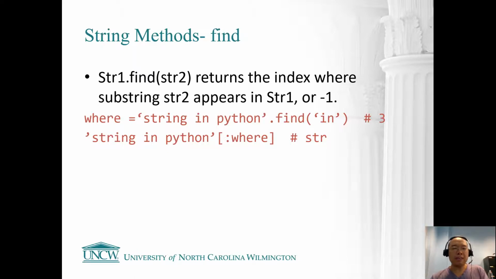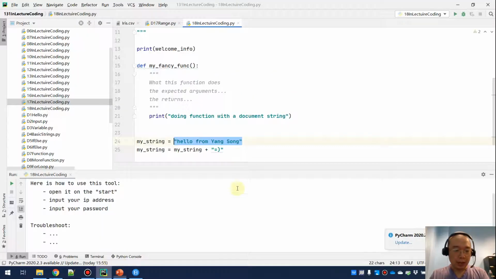And the next thing, this is also another method, that is find. If you want to find in string 1 a string 2, it will tell you at which index you will find the substring 2 in string 1. And the good thing for this method is, if you don't have such a substring, it will give you a -1. That is really cool. Say for example, let me write some code.